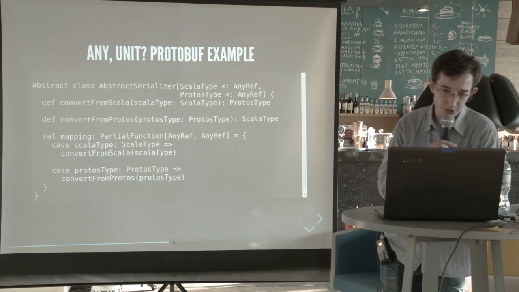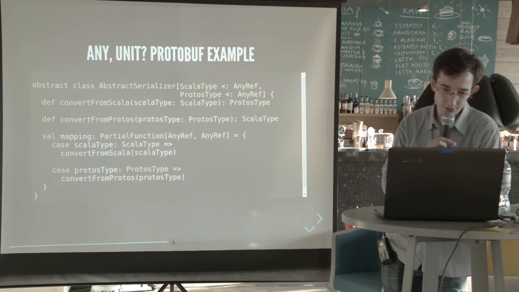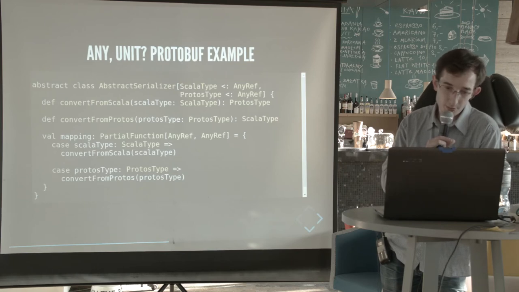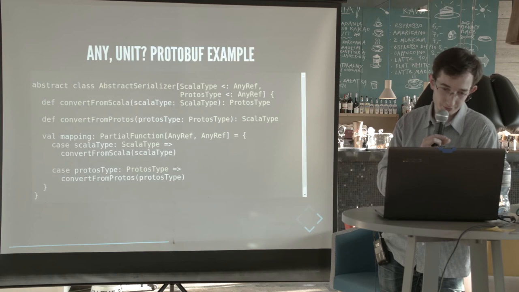What was improved? Types were introduced. Instead of allowing almost everything by using any ref type, now two concrete types need to be provided, one for the Scala type and second for the generated Java type with appropriate mapping functions, Scala to proto and proto to Scala. Because partial function any ref is required by external code, an additional method coupling them together is created and later used where needed.